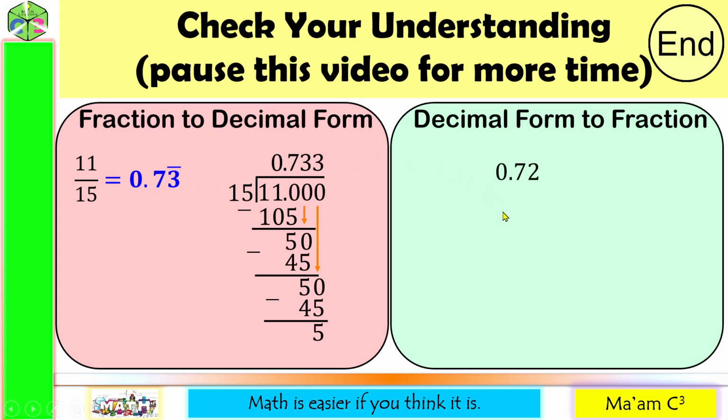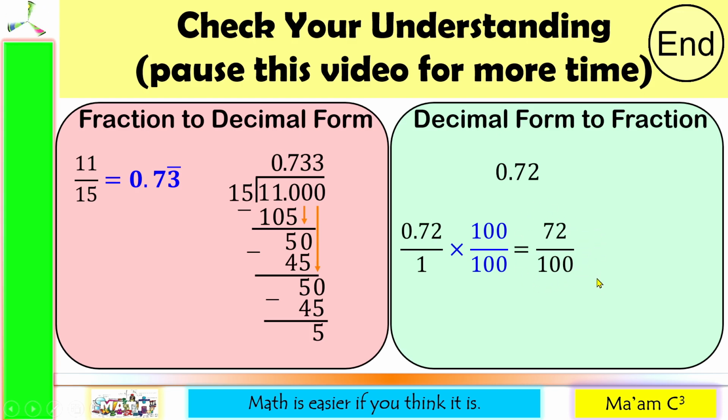Now let us convert 0.72 into fraction. So let us express this as 0.72 divided by 1. Since there are two decimal places, we're going to multiply the numerator by 100 as well as the denominator. 0.72 times 100 is 72. And 1 times 100 is 100. Think of a number wherein you can divide both 72 and 100. That would be 2. 72 divided by 2 is 36. 100 divided by 2 is 50.